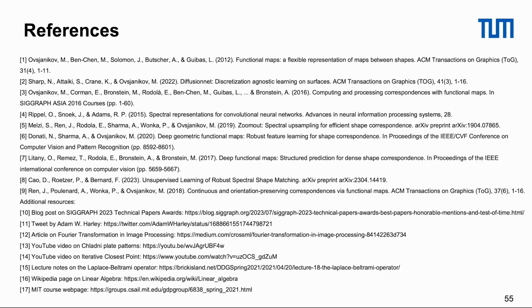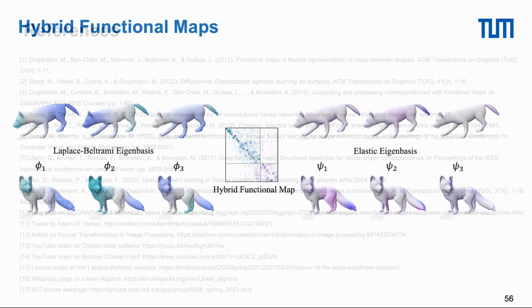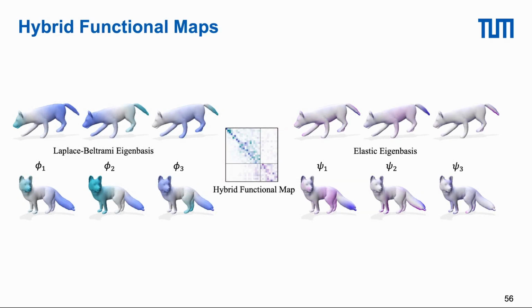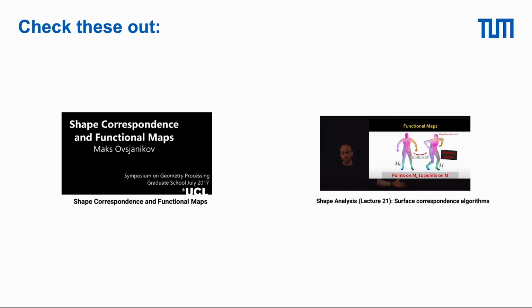With that, I think we can wrap this up really quickly. If you are interested to explore more recent works, you could check out our hybrid functional map work. If you are looking for a more formal and systematic introduction to functional maps, these resources from the original authors are highly recommended.